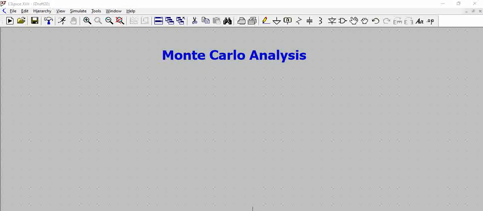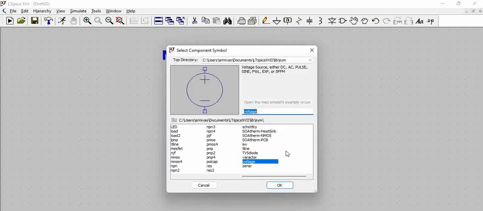All, Monte Carlo analysis is one of the important analyses which helps us perform an analysis on a given circuit and test out various scenarios that can happen in a circuit. For example, let us take a simple scenario of a resistor that is used. Let us draw a simple circuit in that case.